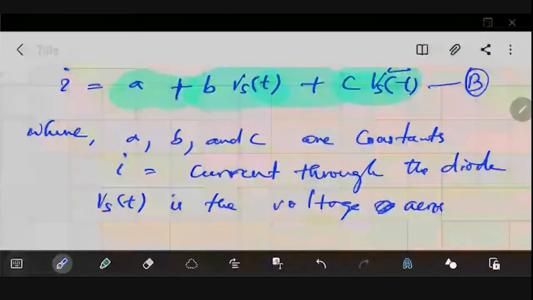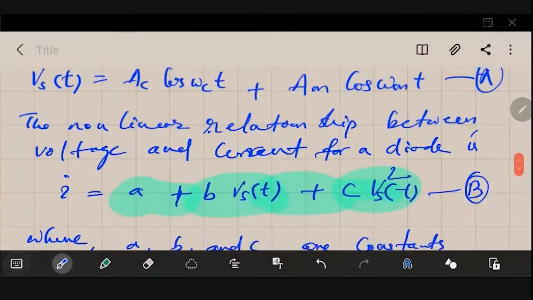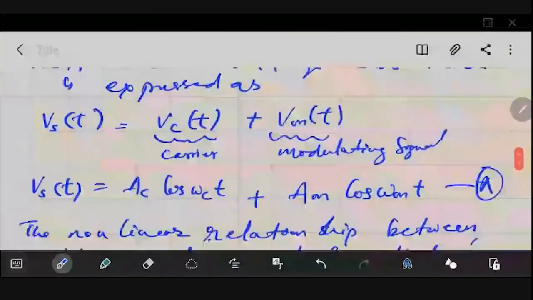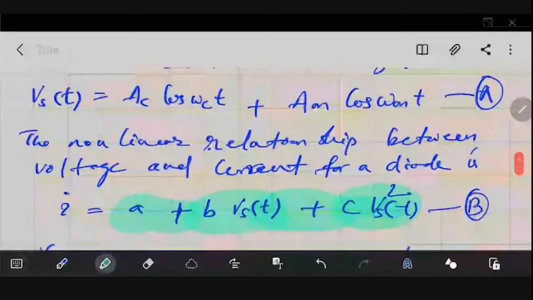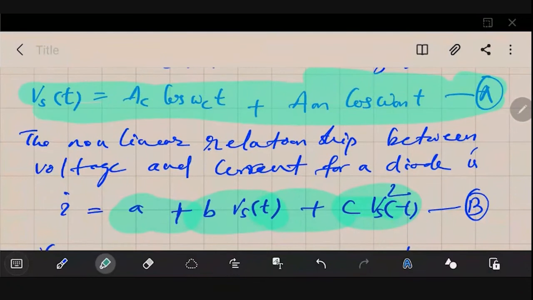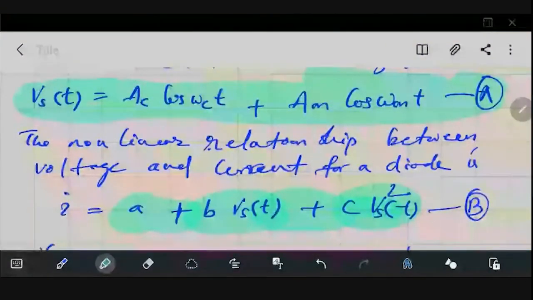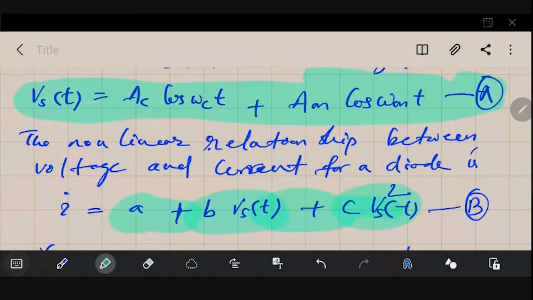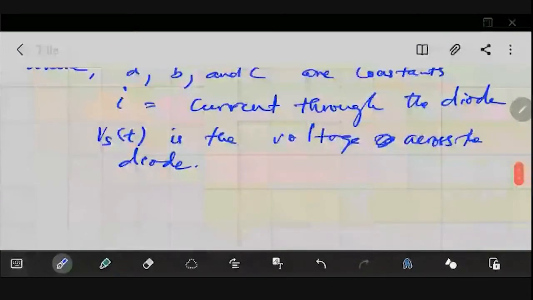Now what we will do is put equation number A, which was this one, inside equation number B, and we will see what kind of effect it causes to this signal. Wherever Vs of t has been mentioned in equation number B, we will apply it. Let us apply it. Let me write that equation here.